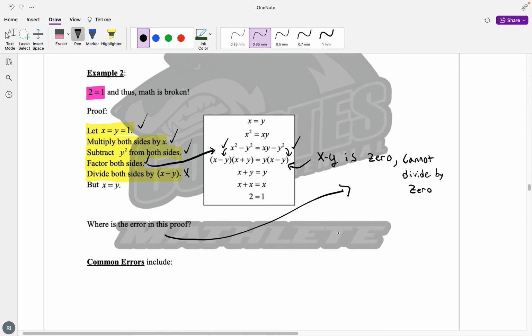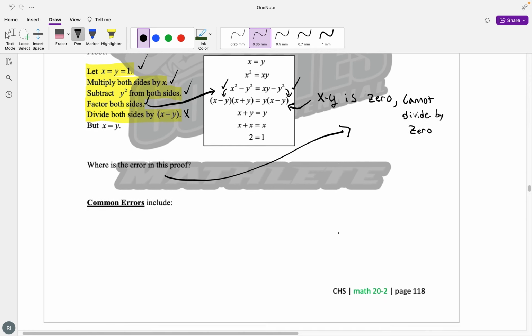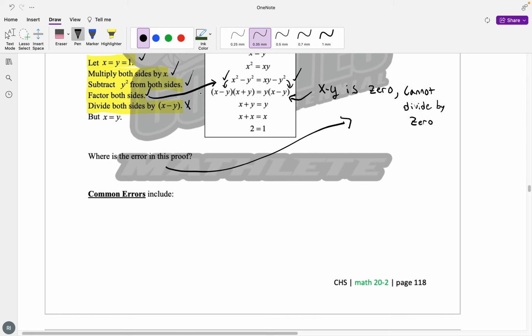Okay, to summarize, common errors in proofs include the two which we've seen above, which are a false beginning or if there is a false premise. Another error, if you ever see division by 0.